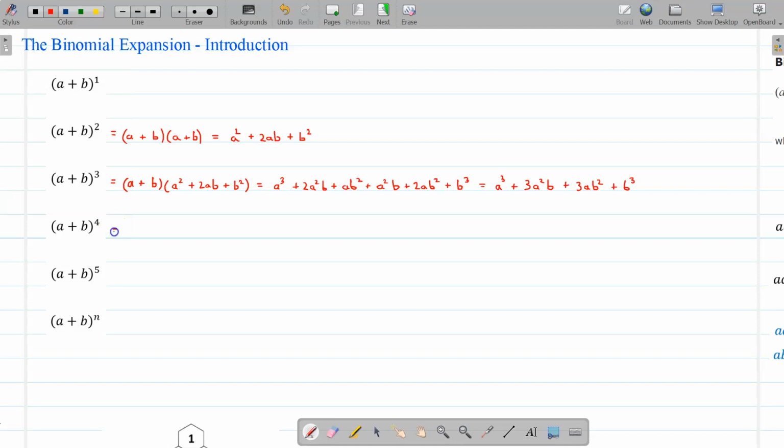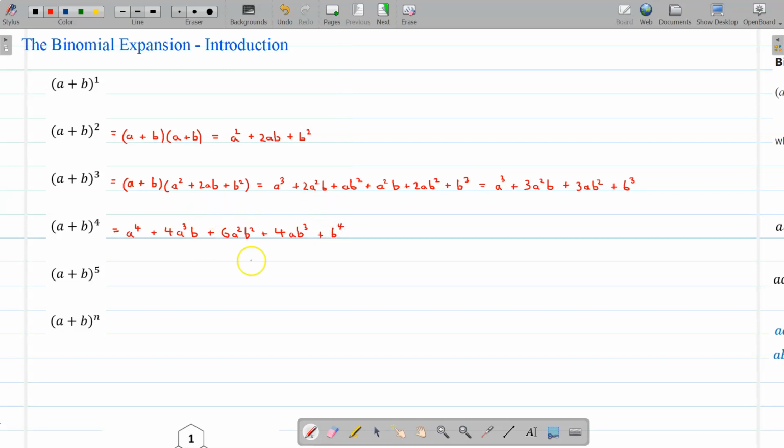Now, if I were to do the same process again, in other words, take that result and multiply that by a plus b, I won't do it now, I'll just leave that for you to do, but it will give you a to the 4, plus 4 lots of a cubed b. Then it will be 6 lots of a squared b squared. Then it will go to 4 times a times b cubed. And finally, it would give us b to the power 4.